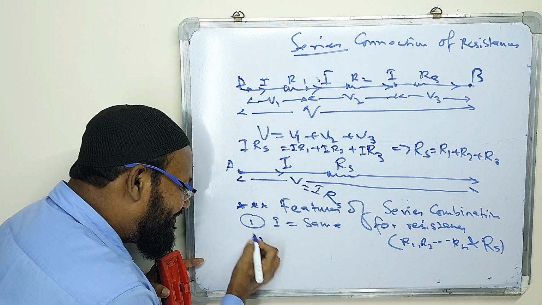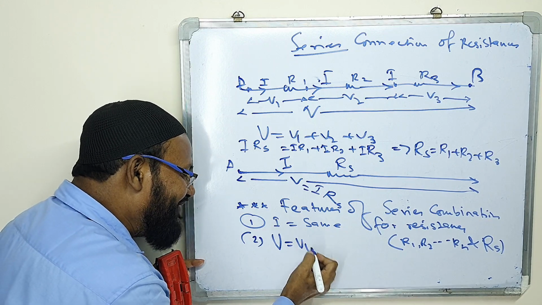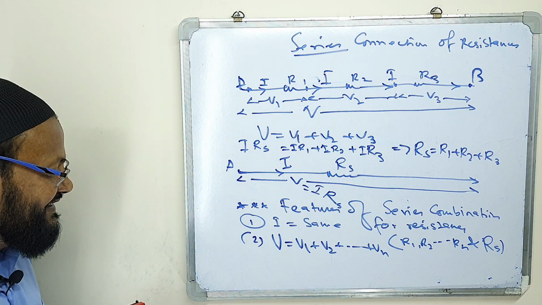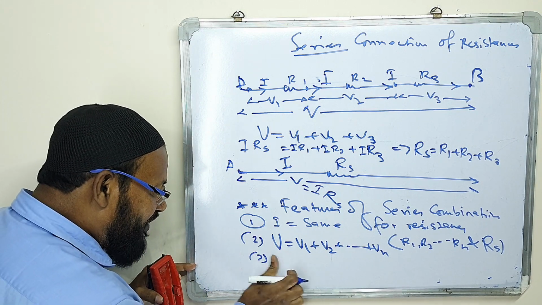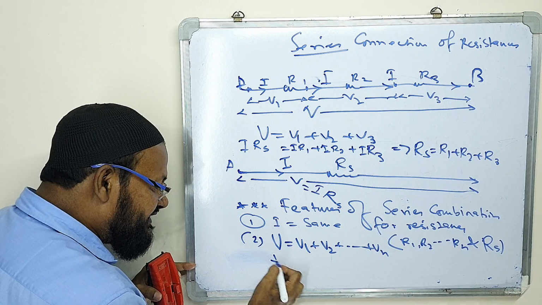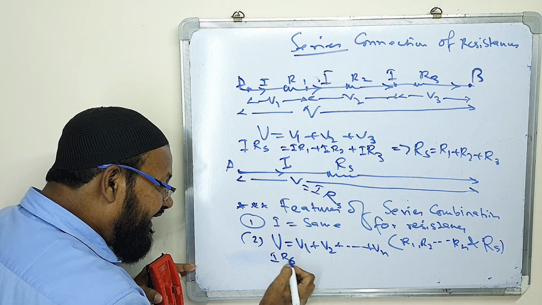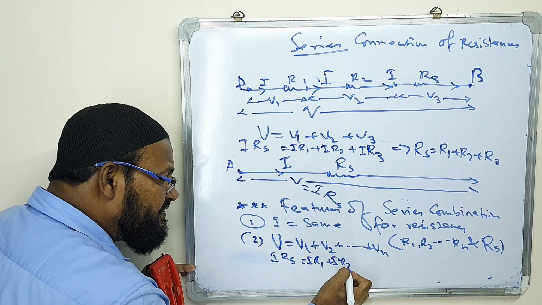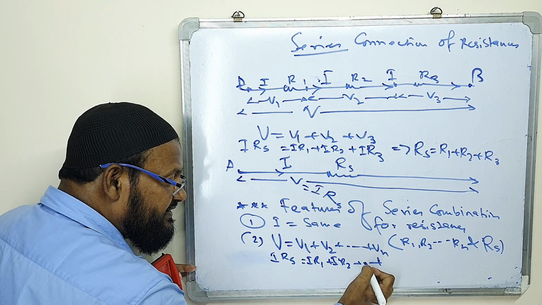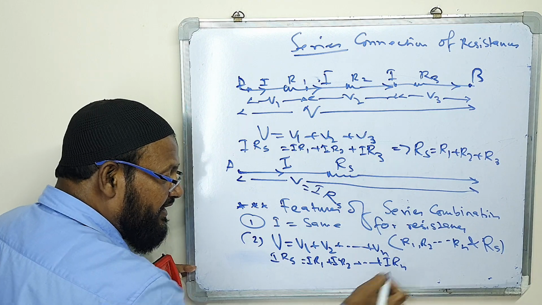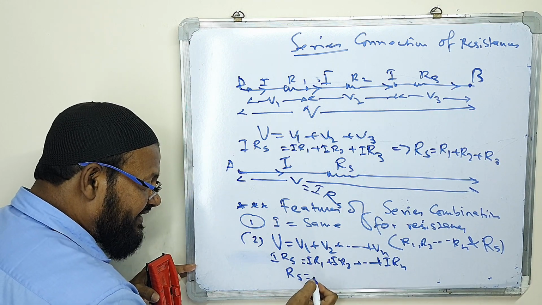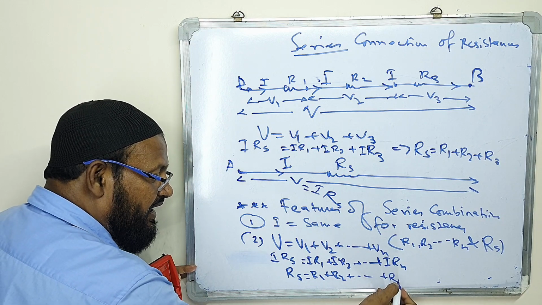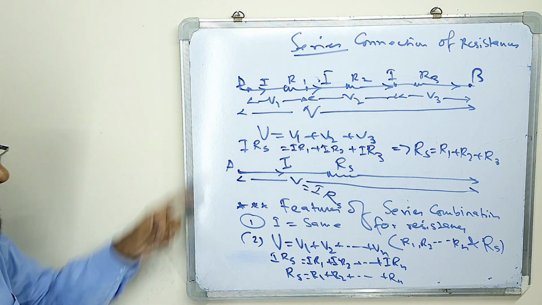Second part, this will be divided. What will be divided? Sir, V will be divided. What is the rule? Sir, from here you can write: this is VRS, this is VR1, this is VR2, dot dot, this is VRn. From here, what is RS? RS equals R1 plus R2 dot dot Rn. I am deleting this part.